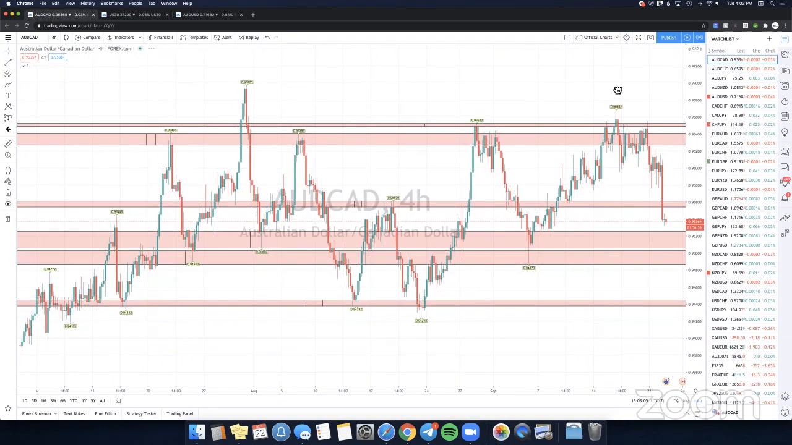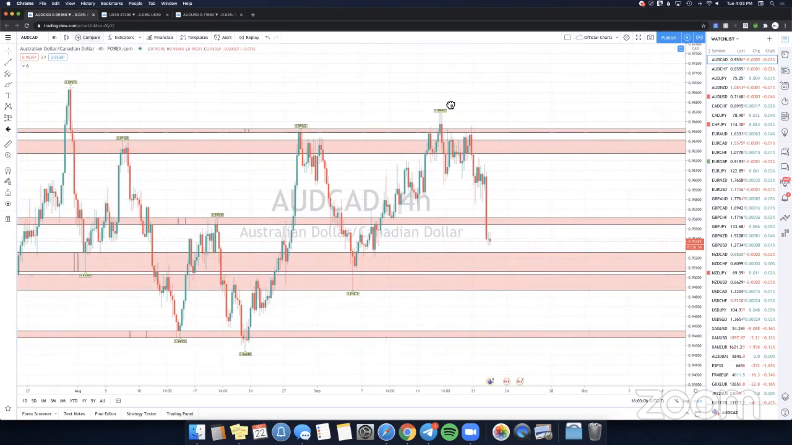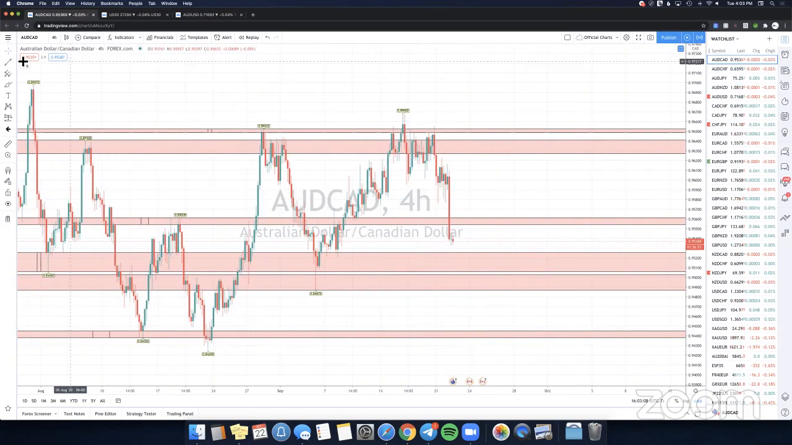First pair right here, CAD. It looks like it broke this right here. What might happen here is it's probably going to keep dropping a little more, because it looks like the Aussie is kind of weak right now. Since this broke this zone right here, it's probably going to come down to test this zone. And then it'll probably either reject off or continue downwards.